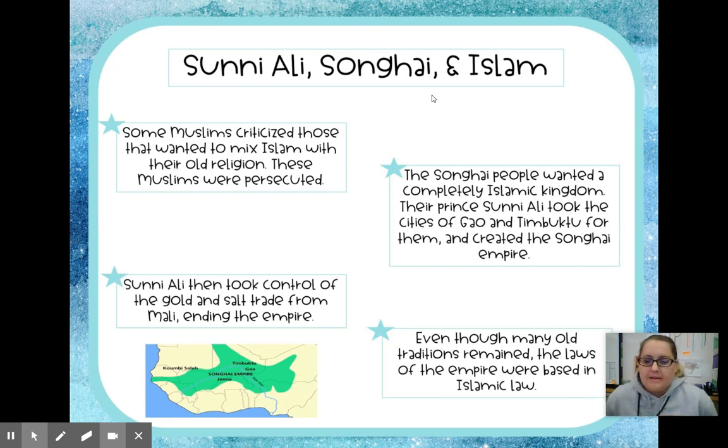Now, with the Songhai, it was a Muslim-only or an Islamic-only community. Now, there were still some people who kind of practiced some of the old traditions, but they were very quiet about it. They didn't make a big deal about it.